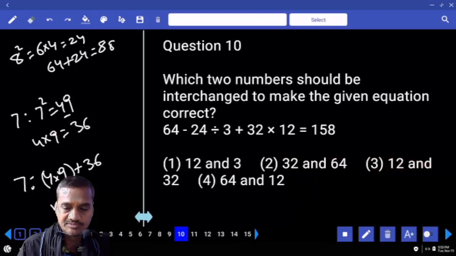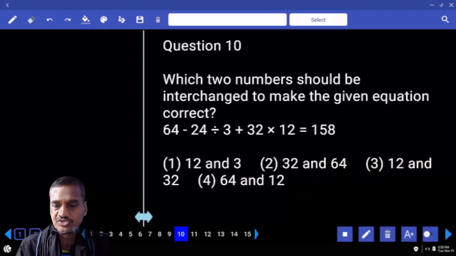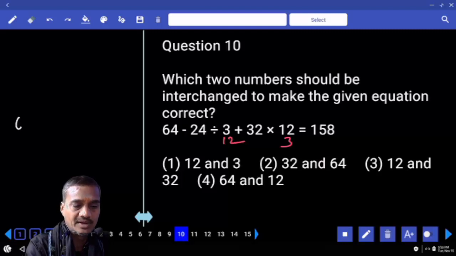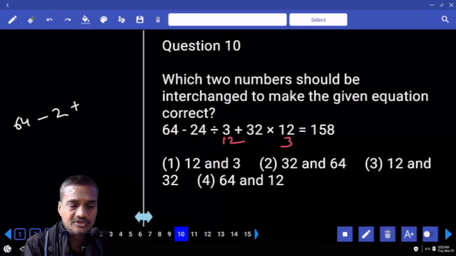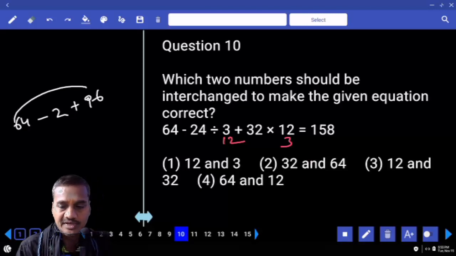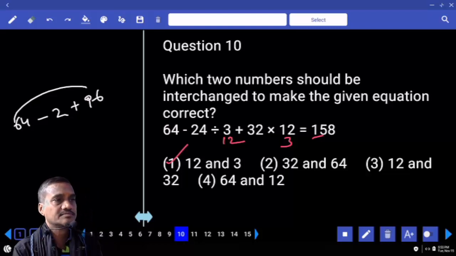Now the next, 10th one. In question number 10, which two numbers should be interchanged to make the given equation correct? Now 12 and 3. Again we need to go through the choices. Now this would be 12 and this is 3. Then 64 minus 24 divided by 12 is 2. Plus 32 into 3. 32 into 3 is how much? 96. And 96 plus 62, 158. Choice 1 is the answer, question number 10.